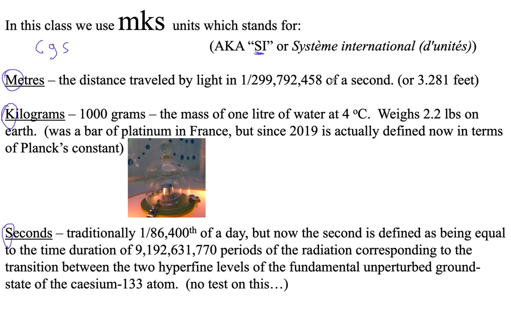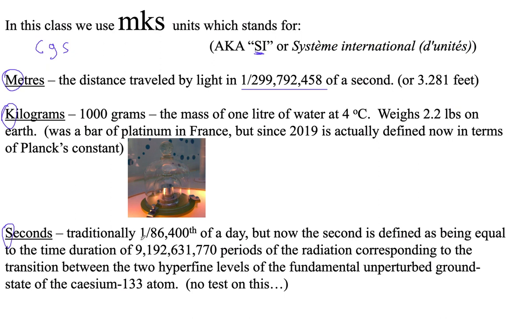And back in the day, they were physical objects. Like a meter was scratches in a bar of platinum, and a kilogram, up until quite recently, was a bar of platinum, and a second was defined in terms of a solar day. But they all now have these sort of conceptual definitions. So a meter is defined in terms of the speed of light. It's how far light travels in 1 over the speed of light seconds, because that's meters per second. This is how many seconds per meter.